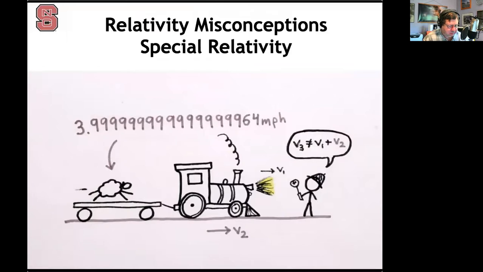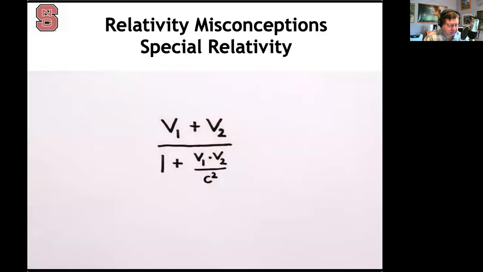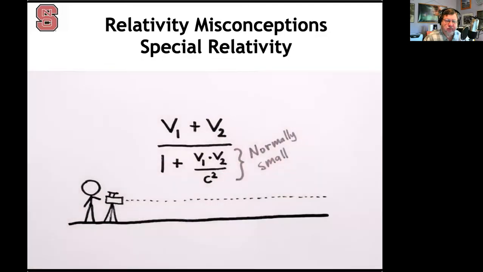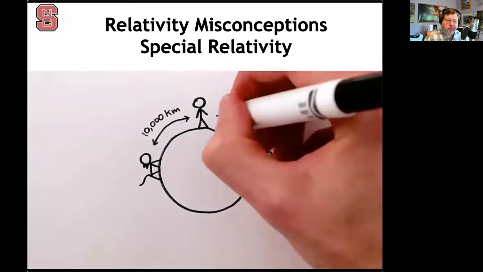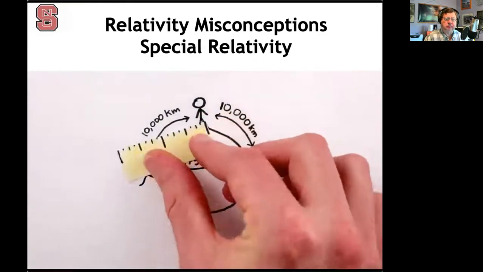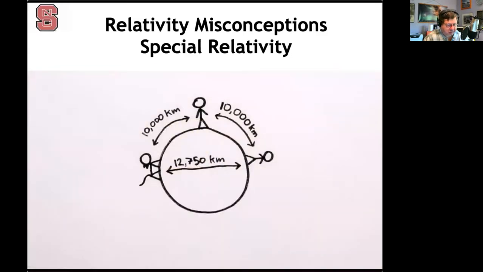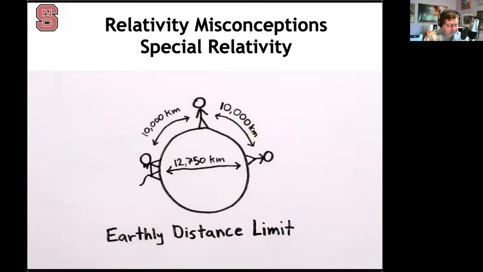And the formula that correctly predicts this deviation from just adding the velocities is (v1 + v2) divided by (1 + v1 times v2 over c squared). It's not a very big effect, but then again the Earth looks pretty flat, doesn't it? But the Earth isn't flat. If I walk 10,000 kilometers away from my cat, and you continue on walking 10,000 kilometers more, you're not 20,000 kilometers away from my cat. You're just 12,750 kilometers away. In fact, the farthest on Earth you can get from anything on Earth is 12,750 kilometers. It's the earthly distance limit, though we normally call it the diameter of the Earth.